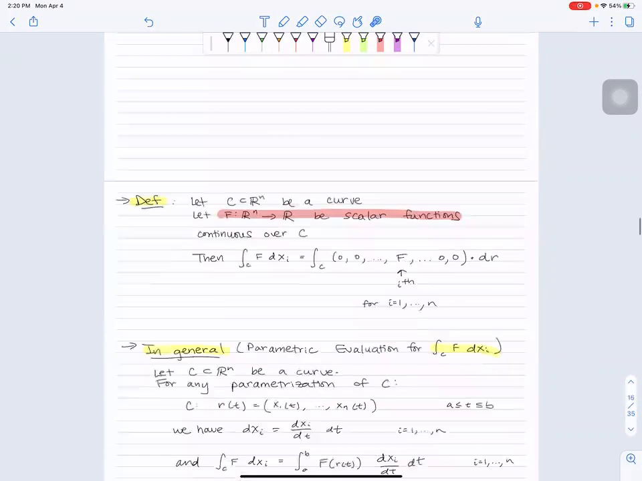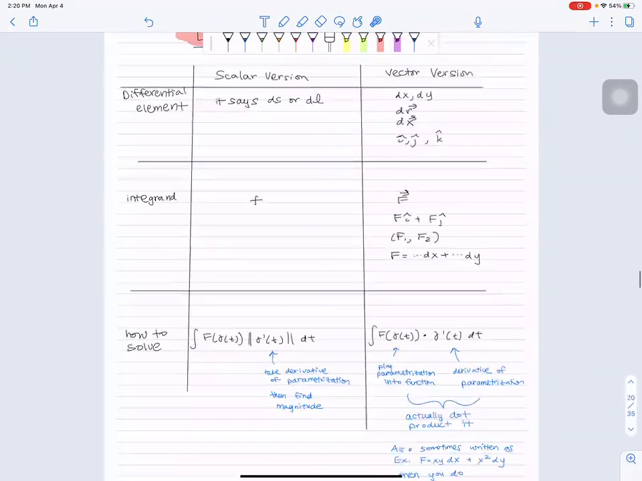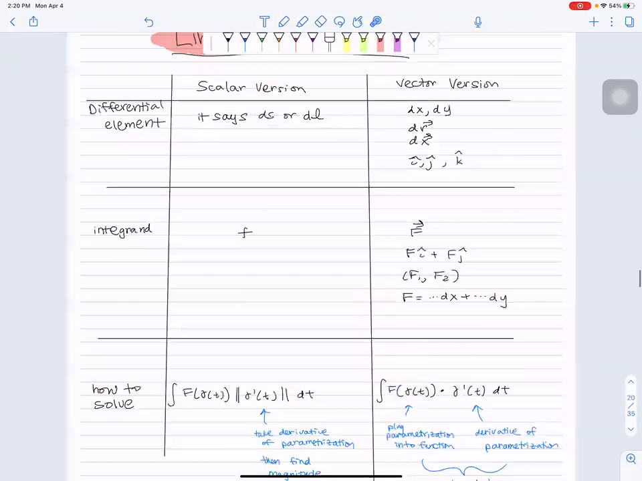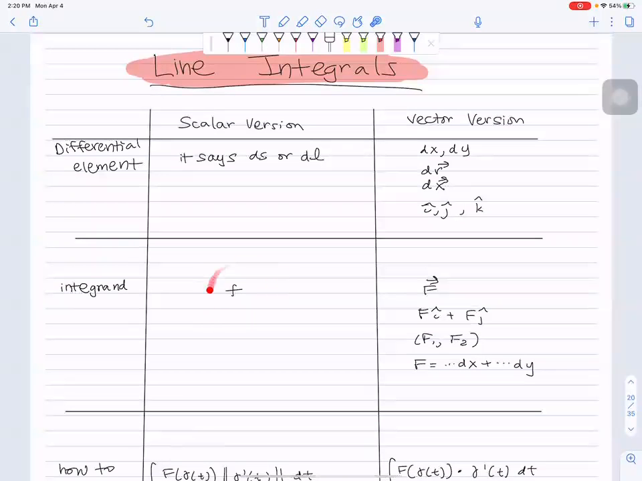So yeah. Okay, wait, back to this. This goes into this chart then. If you're given just a regular function, lowercase f, that's the scalar version, whereas a vector version should give you an i or j, or it can be written like an actual vector, or it can be written like dx, dy. So that's how you tell if it's going to be a vector version or scalar version.